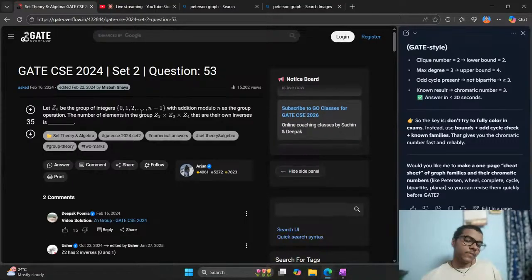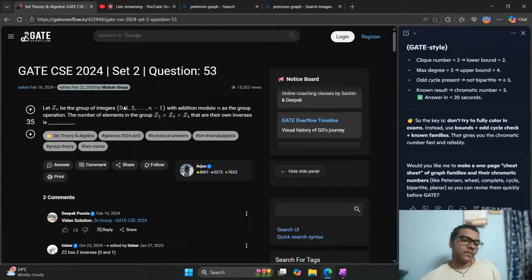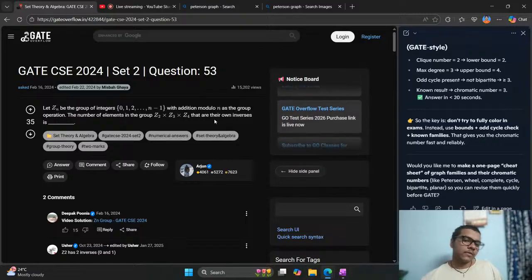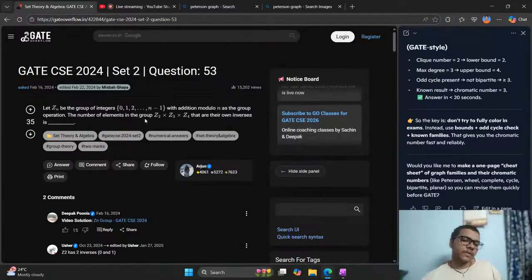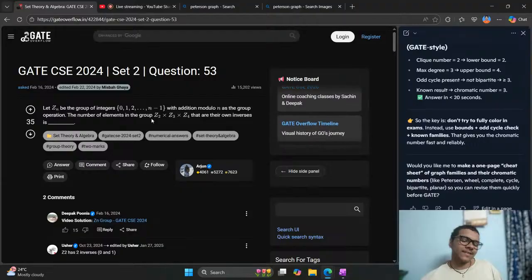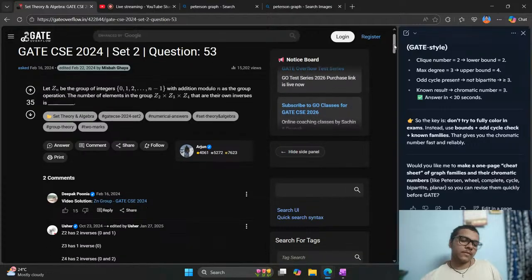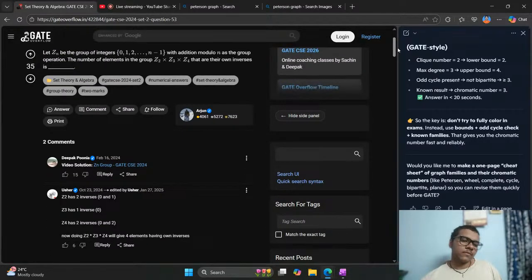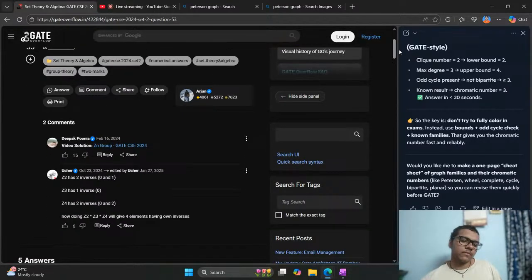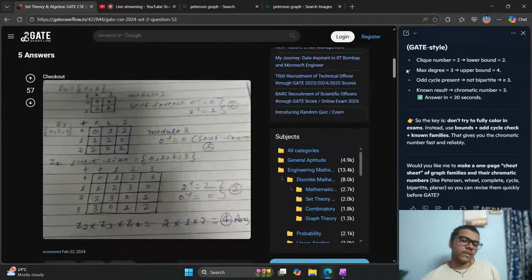Okay. Group of integers from 0 to n minus 1. So there are n integers with the addition modulo n as group operation, the number of elements in the group. Okay. I don't know group theory in the first place. What the heck?